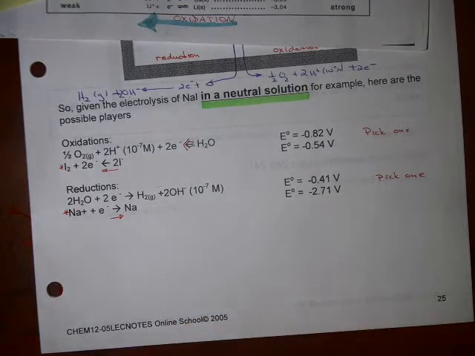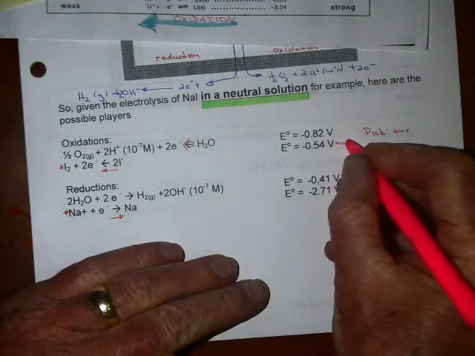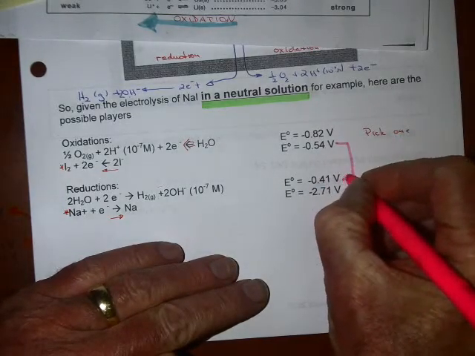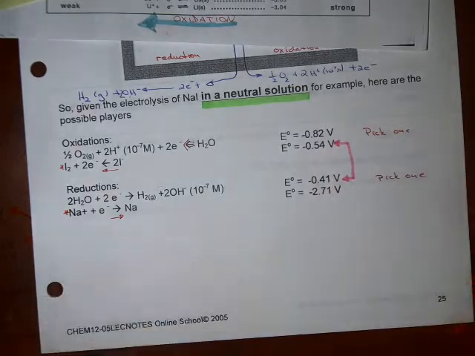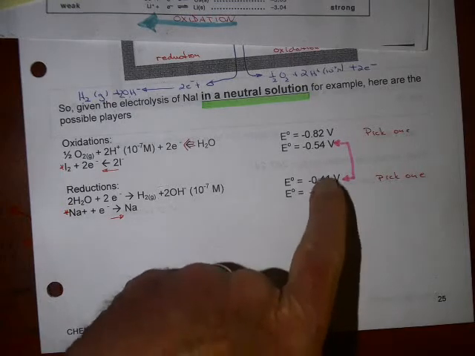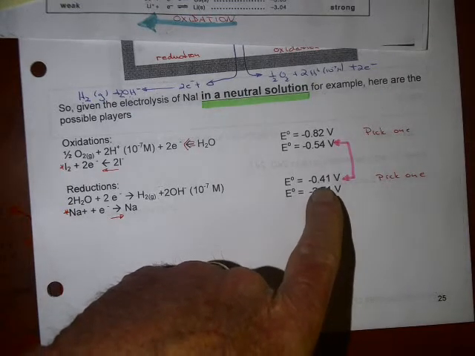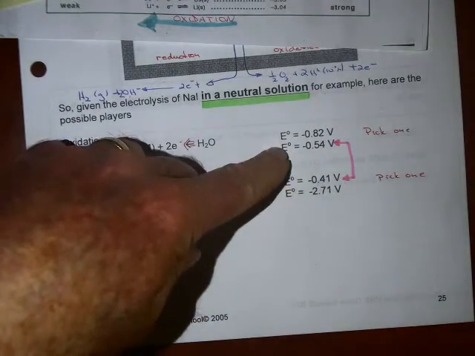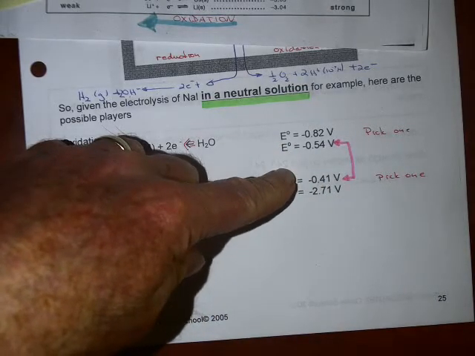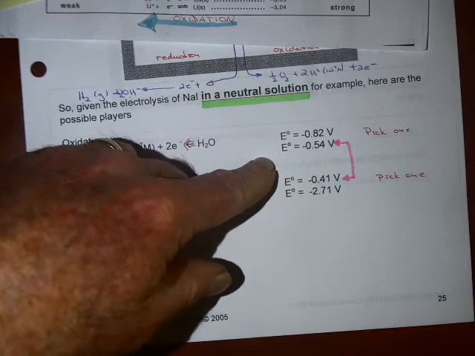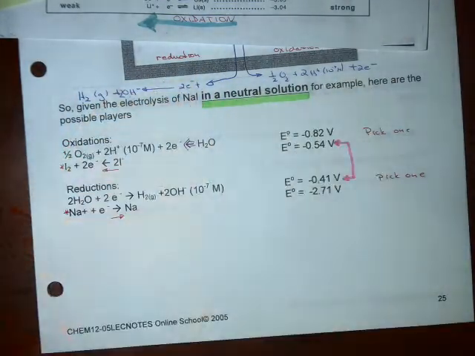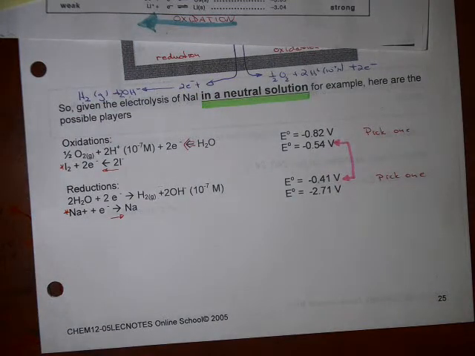And that will be this guy and this guy. And you say, well, why do you want to pick the two that are closest together? Well, because their combined voltages, so the E cell for these, the lowest E cell is the one that's going to go first. If I apply energy to it, it's what's going to happen.